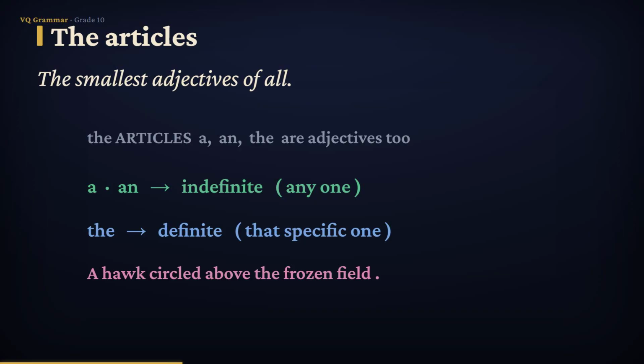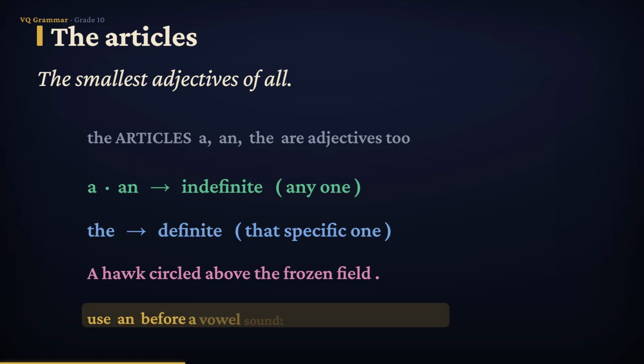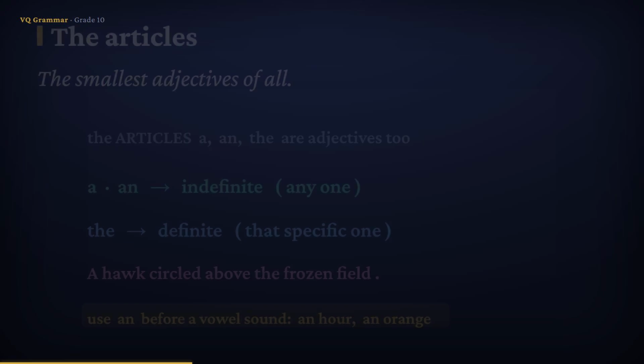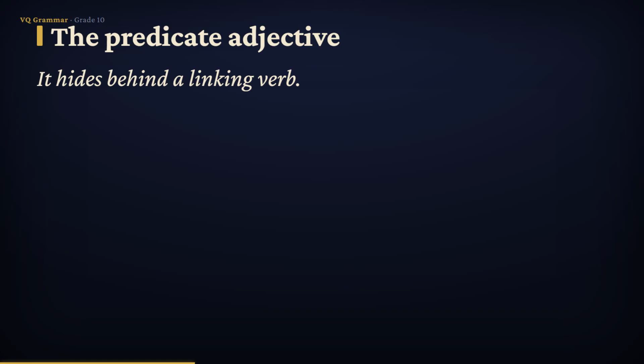One quick reminder about sound. Use an before a vowel sound. An hour, an orange, an easy question. Most of the time, an adjective sits right in front of its noun. But there is a second place it loves to hide, and you met the setup for it back in Lesson 6 when we talked about linking verbs.